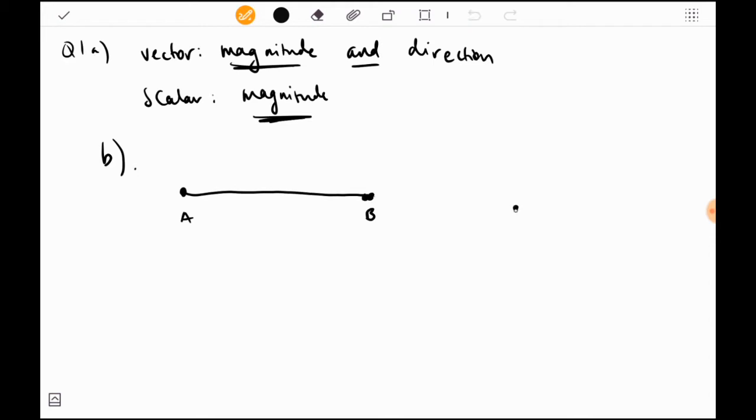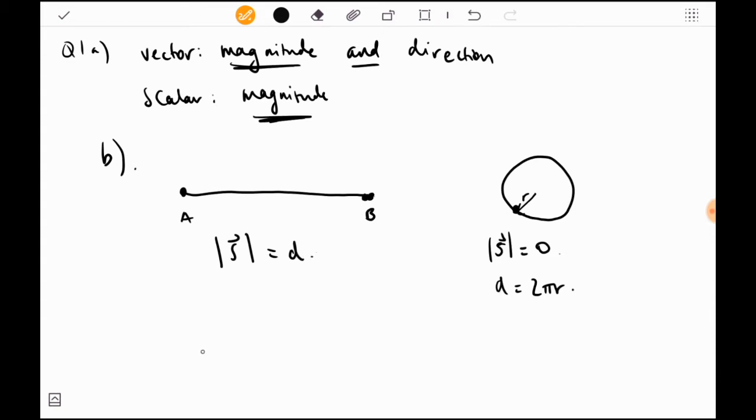However, if I were to start at a point, go around a circle, and then come back to that point, then my displacement is the difference between my start and my end point. We can see here that my start and my end point are the same. So the magnitude of my displacement, which is represented by the absolute value of our vector s, is 0, but our distance will be equal to 2 pi r, where r is the radius of the circle that I walked. So here they will be two different things.